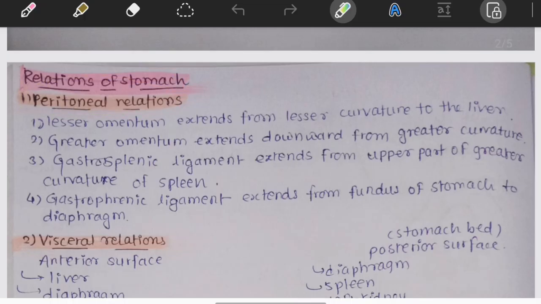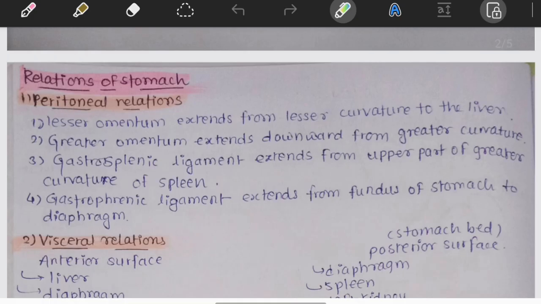The stomach is an intraperitoneal organ and is connected to surrounding structures by peritoneal folds. Lesser omentum: from the lesser curvature, the lesser omentum extends towards the liver. Greater omentum: from the greater curvature, the greater omentum hangs downwards. Then the gastrosplenic ligament from the upper part of the greater curvature extends towards the spleen, and the gastrophrenic ligament extends from the stomach to the diaphragm.